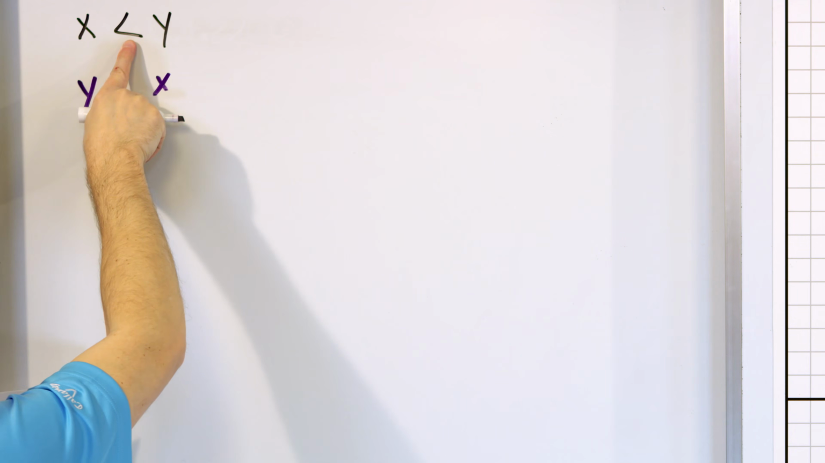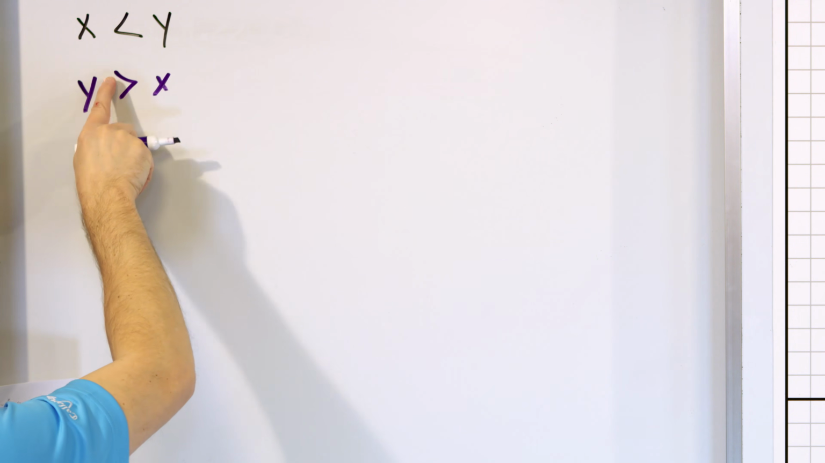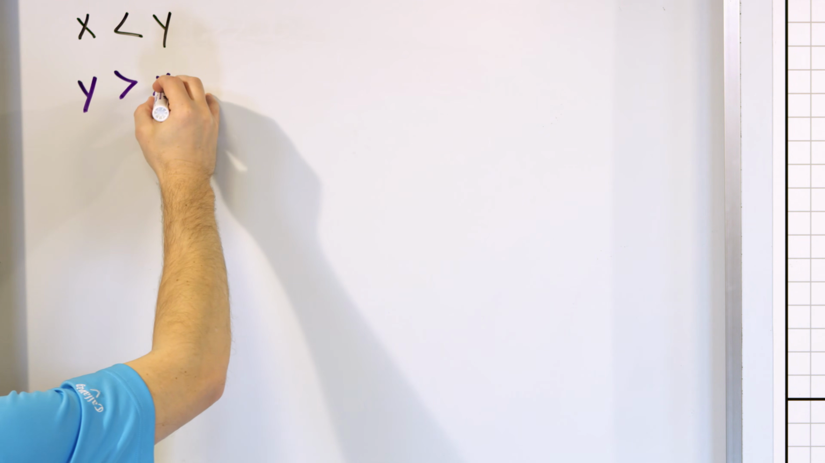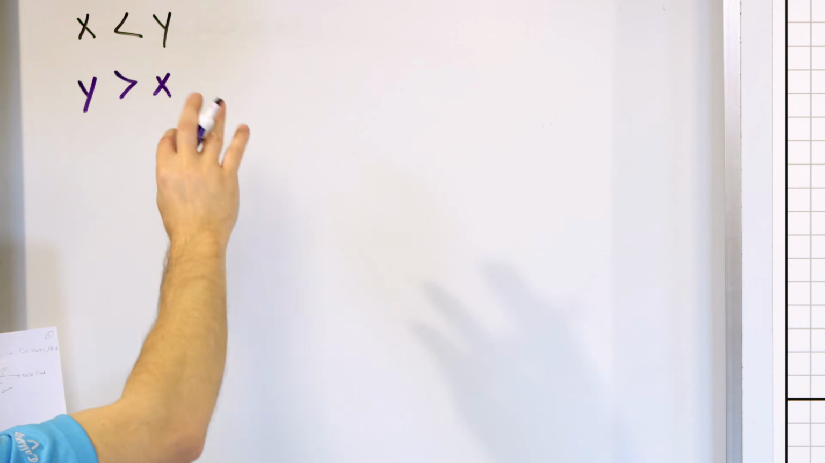And you've got to be careful. This opens up this direction. The bigger side goes next to the y. The smaller side goes toward the x. So there's nothing left to do. There are no numbers to move around.